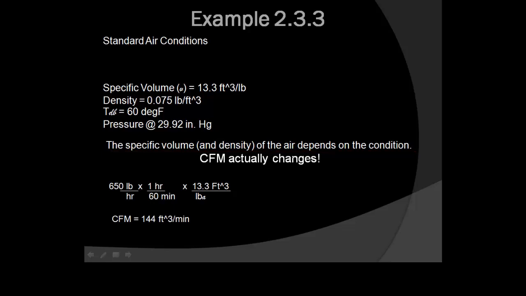If we were to apply these conditions to our previous example, we would see that 650 pounds per hour times 1 hour per 60 minutes times the specific volume of 13.3 would yield an airflow of 144 cubic feet per minute.